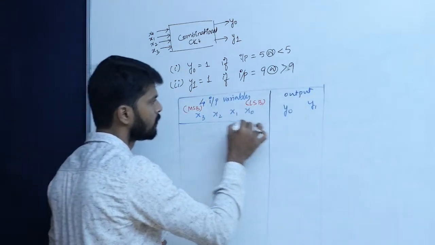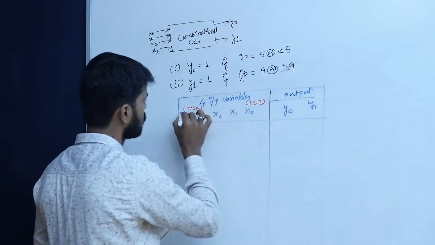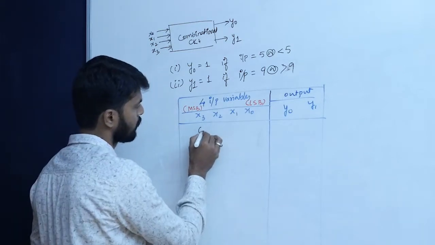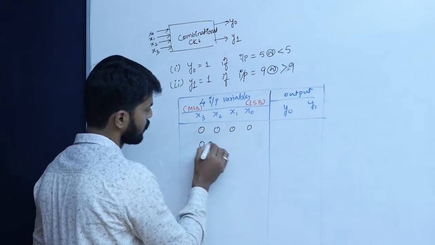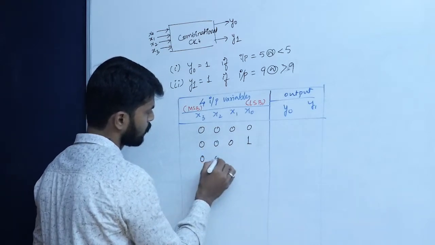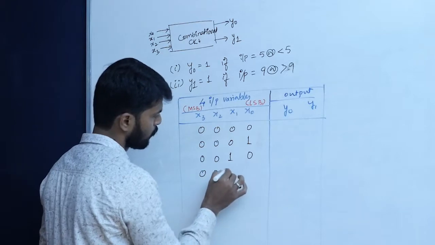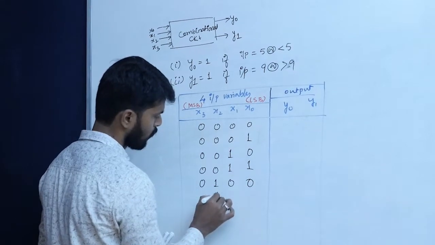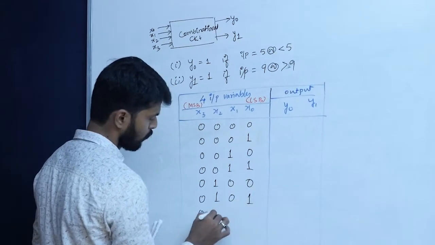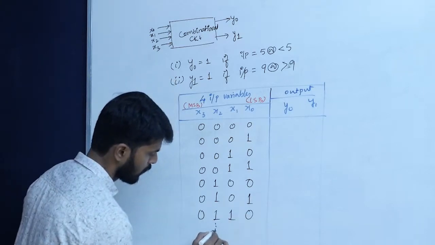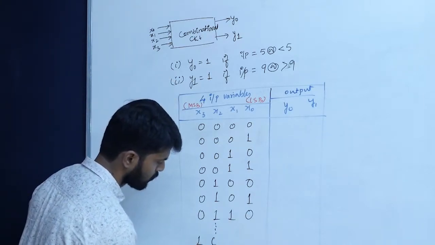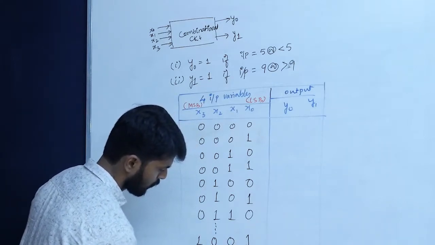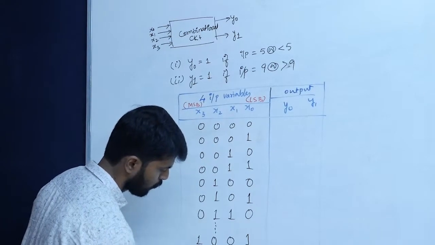See, now I will force the input vectors. At the vector forcing time, I will start with 0000, 0001, 0010, 0011, 0100, 0101, 0110, and so on. Again it will continue. Next, I will start with 1000, 1001, 1010, and then it will keep on continuing till 1111.